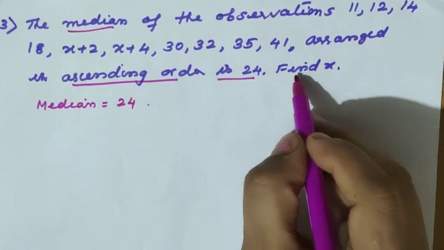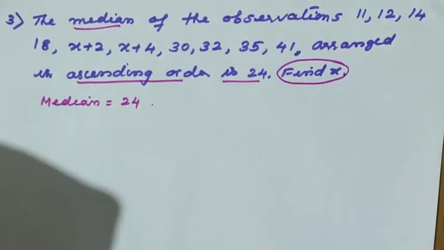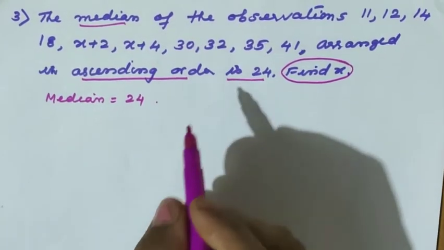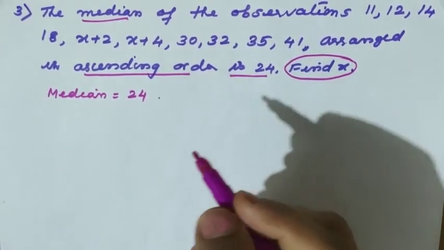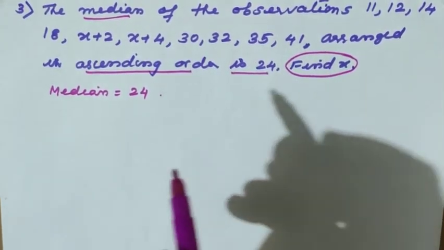Right. Now the question asks, what is x for us? So it is already arranged in ascending order. So what do we have to find out? X only. So we should count the number of observations.